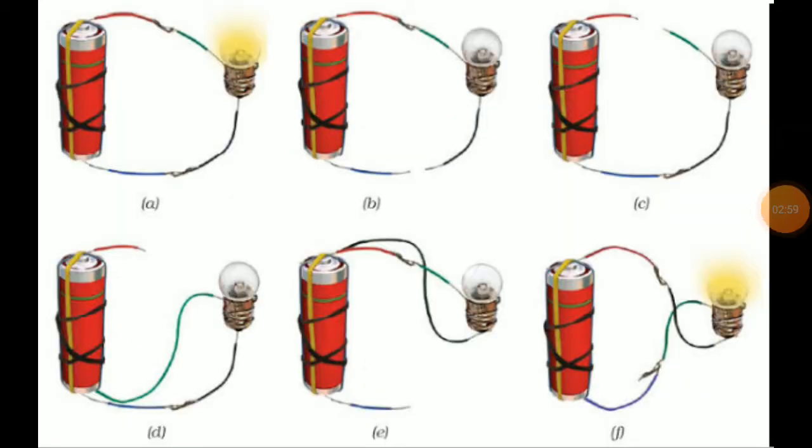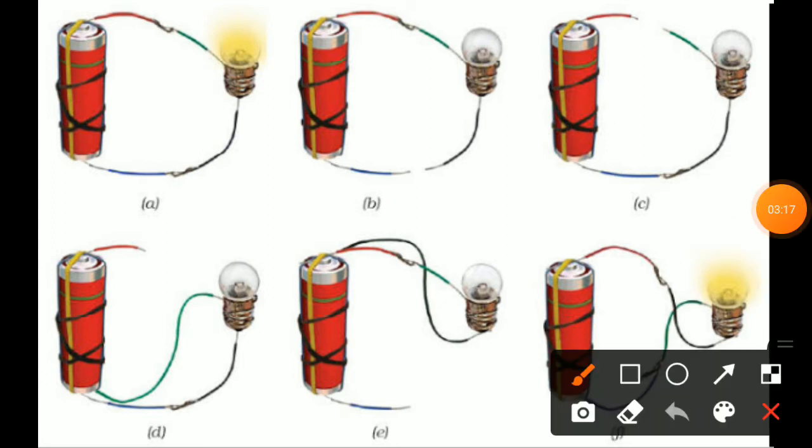Now connect the wires fixed to the bulb with those attached to the cell in 6 different ways as shown in the figure. So, for each arrangement, we will see whether the bulb glows or not. First, in arrangement A, the bulb is glowing because the wires are properly connected with the positive and negative terminal of the cell and also with both the terminals of the bulb.